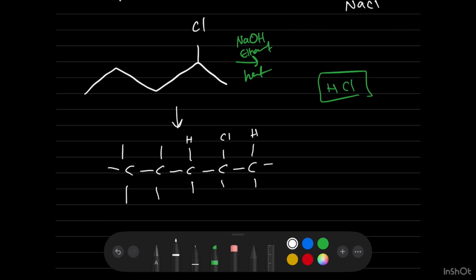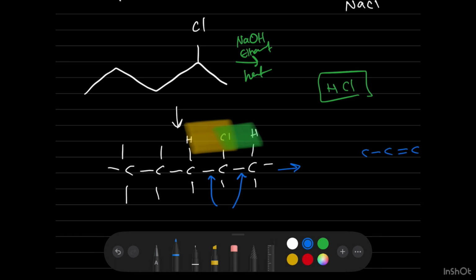But we can see something. I can remove the hydrogen and Cl from here, or I can remove them from the other side. In other words, we could have a double bond between the first and the second carbon, and we could have another double bond between the second and the third carbon. Does it mean you'll have 2 compounds? Yes, you will have 2 compounds. So you will have an alkene with a double bond on the first carbon, like this. You have a double bond, 1, 2, 3, 4, 5.